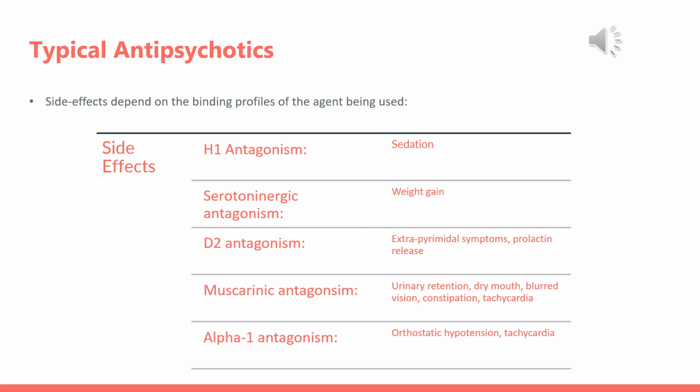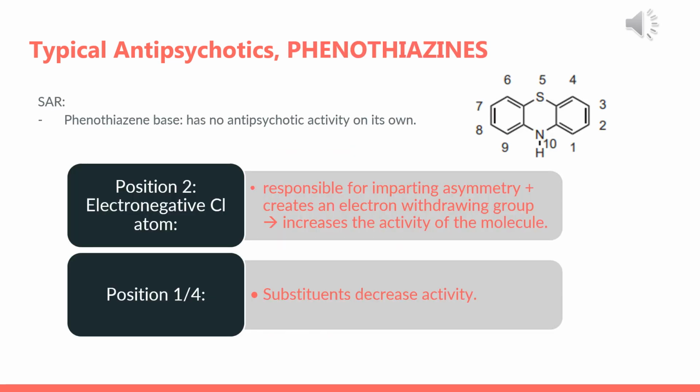So if there's H1 antagonism, there's probably going to be sedation. Serotonergic receptor antagonism can lead to weight gain. D2 antagonism can lead to extrapyramidal side effects and prolactin release. And muscarinic antagonism can lead to urinary retention, dry mouth, blurred vision, constipation, and tachycardia. Alpha-1 antagonism can lead to orthostatic hypotension and tachycardia.